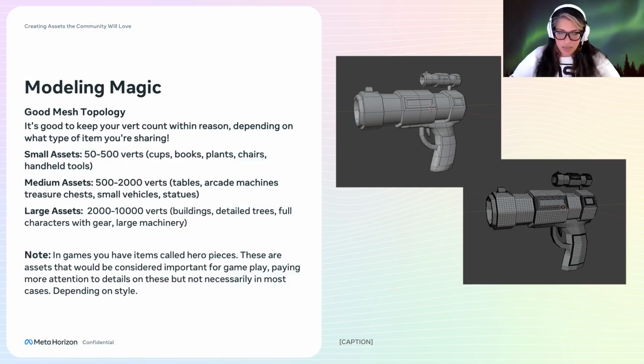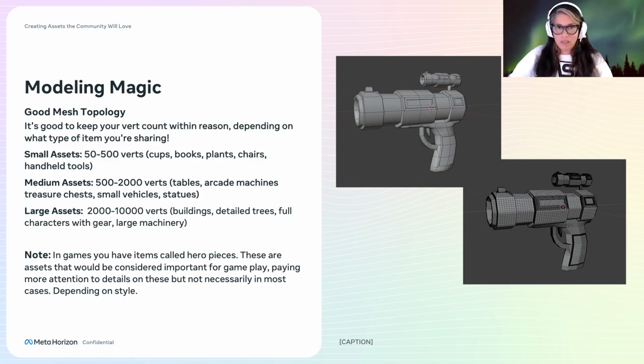So let's talk about modeling magic, more specifically, good topology. It's good to keep your vert count within reason, depending on what type of item you're sharing. So in all theory, when you share your assets, you want to make sure you're setting people up for success. You want them to want to use your items. And so having a good vert count really sets the tone for their worlds. You want their worlds to be successful because you want to spread that love to all the creators, right?